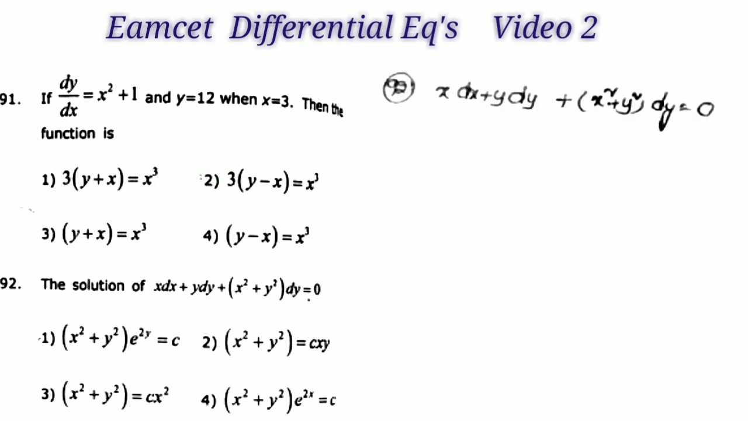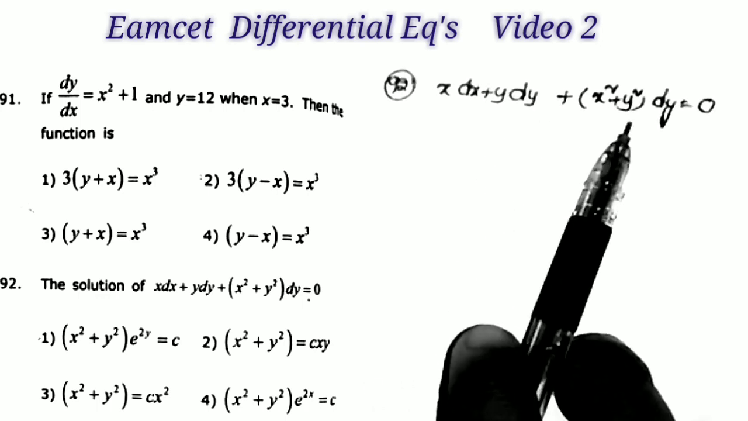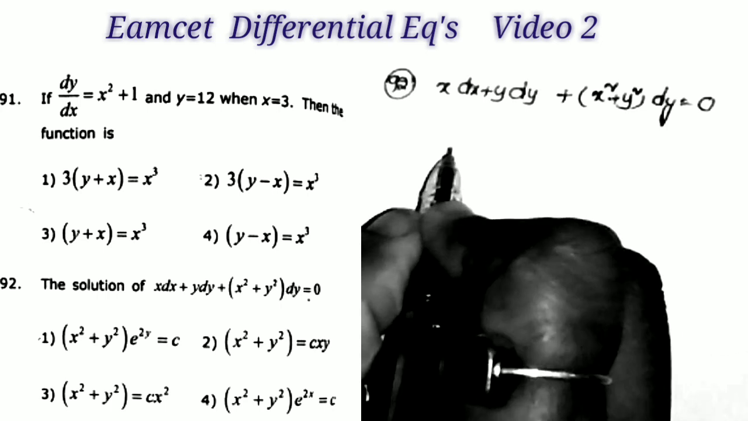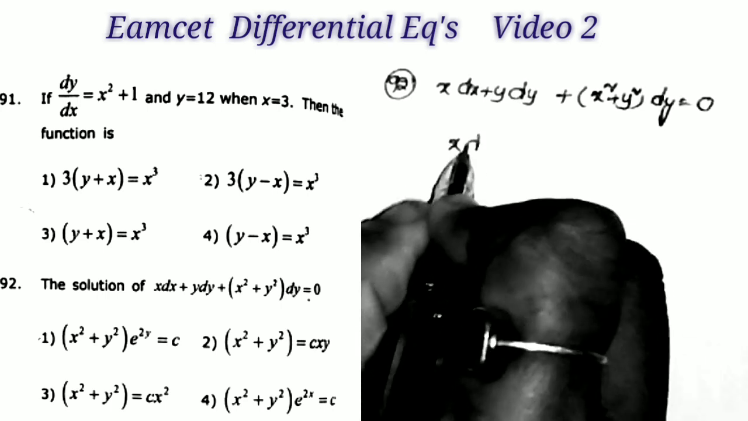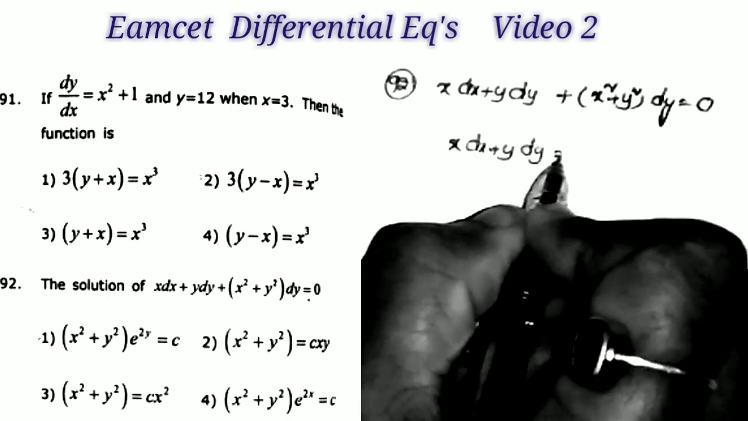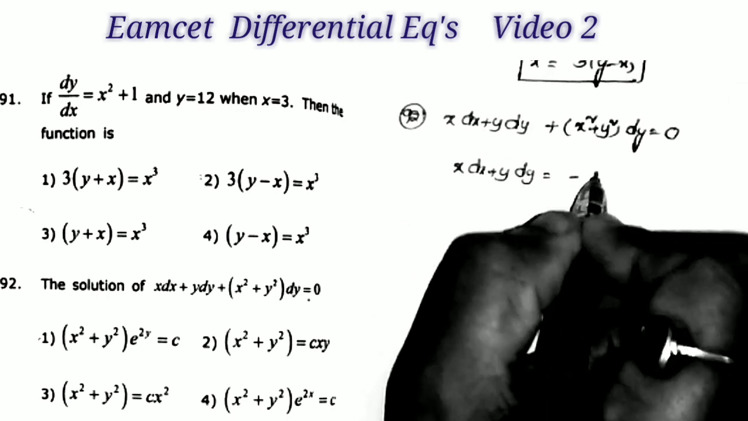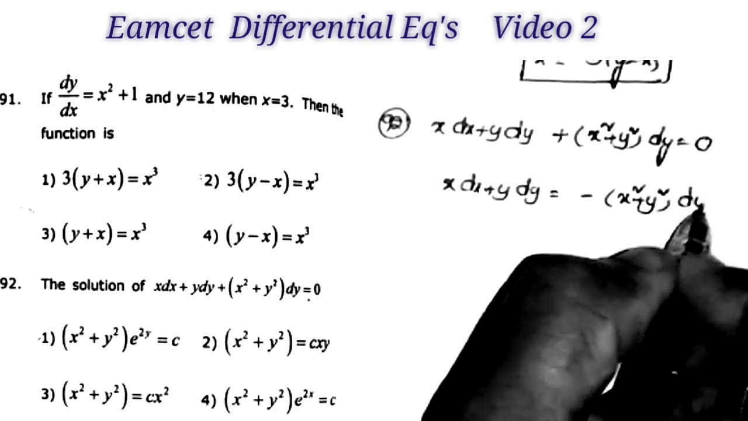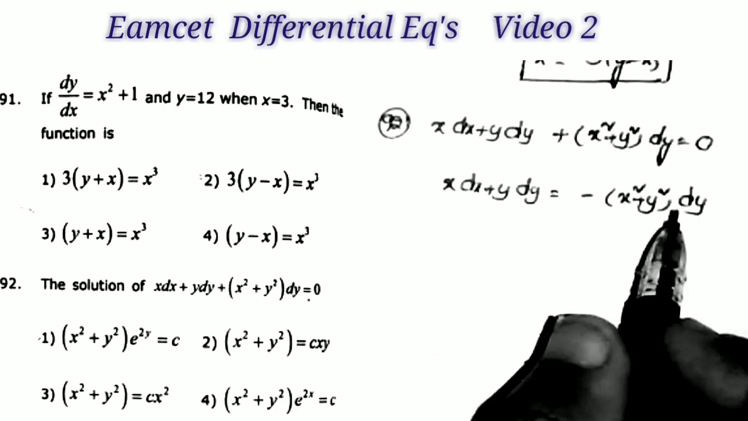Next problem, sum number 92. What is the solution of x into dx plus y into dy plus x square plus y square into dy is equal to 0? This is the given equation. We have to find the solution. So first I take x into dx plus y into dy is equal to minus of x square plus y square into dy.